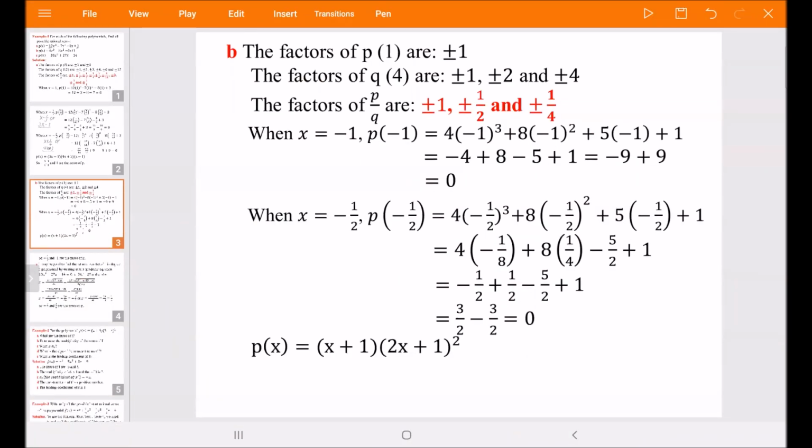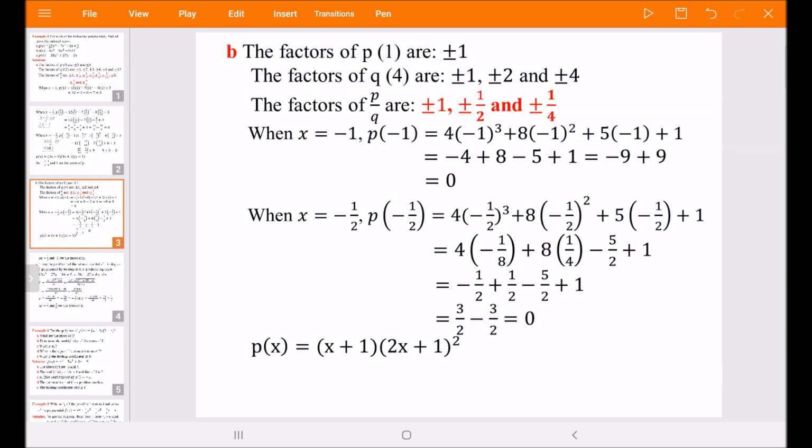So minus 1 over 8 times 4, 8 times 1 over 4, minus 5 over 2 plus 1. 4 times minus 1 over 8 is equal to minus 1 over 2. 8 times 1 over 4 is 1 over 2. Then we have minus 5 over 2 plus 1. Minus 1 over 2 minus 5 over 2. Minus 1 minus 5 is minus 6. Minus 6 over 2 is minus 3.